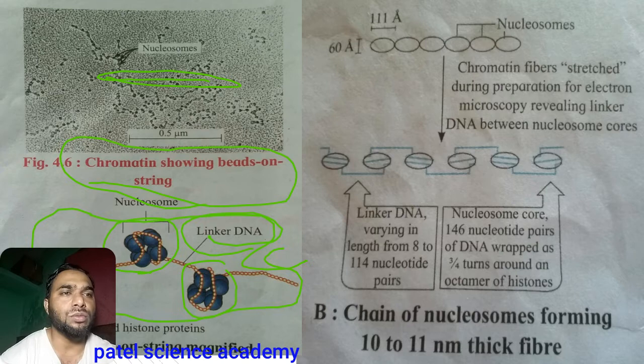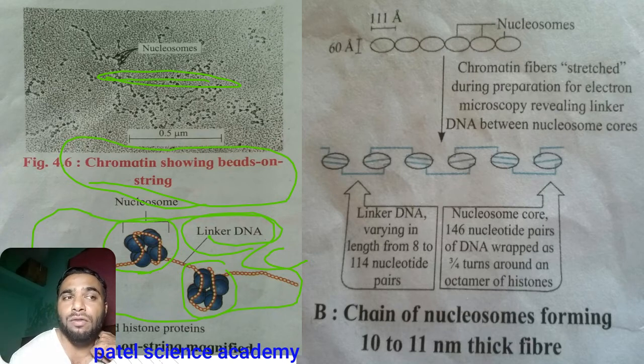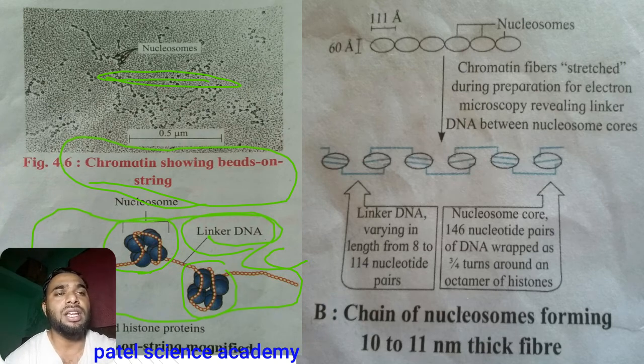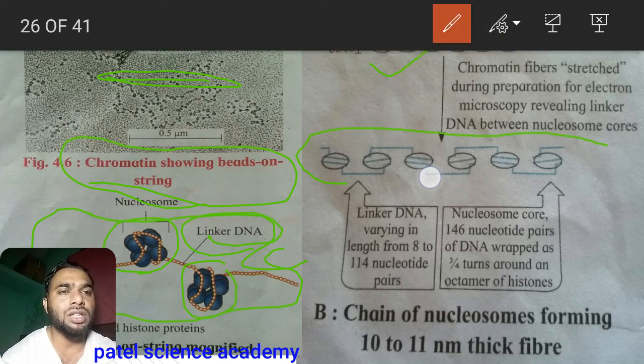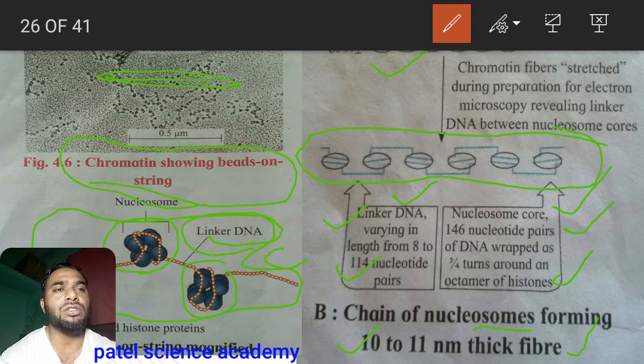The nucleosome assumes a diameter of 60 angstrom units, and chromatin fibers stretched during preparation for electron microscopy reveal the linker DNA between the nucleosome structures, as you can see here. Nucleosomes together form this structure, which shows the linker DNA as well as the nucleosome. This is the nucleosome core, dear students, and the linker DNA varies in length from 8 to 114 nucleotide pairs. The nucleosome core, as I told you previously, consists of 144 nucleotide pairs of DNA wrapped 3-4 turns around the octamer of histones, and this chain of nucleosomes forms a 10 to 11 nanometer thick fiber, which is called the chromatin fiber.